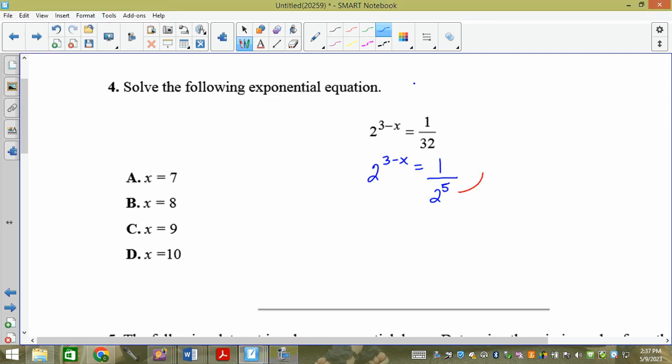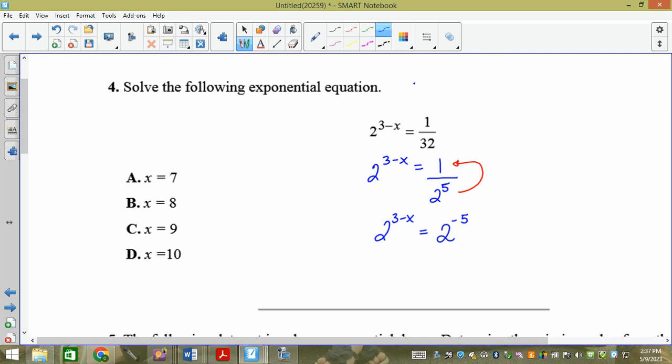If I move it to the numerator, how do I move it to the numerator? Do you remember? Put it up as what? 2 to the what? Negative 5. So if you want to move a base upwards, you can move it up by raising it to a negative exponent. Okay? And now can we solve it easily?